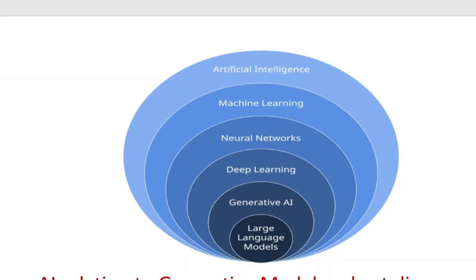AI relation to generative models, subset diagram. This is an artificial intelligence diagram. It consists of the features that are machine learning, neural networks, deep learning, generative AI, and large language models. All are accommodated in the AI features. AI relation to generative models, subset diagrams.